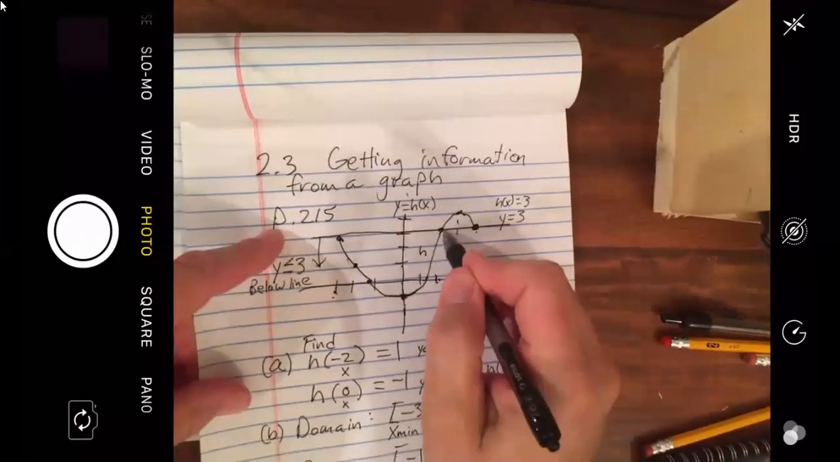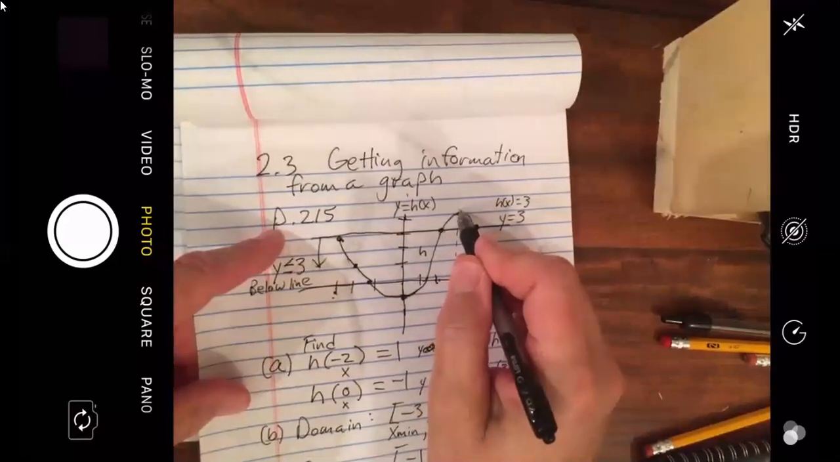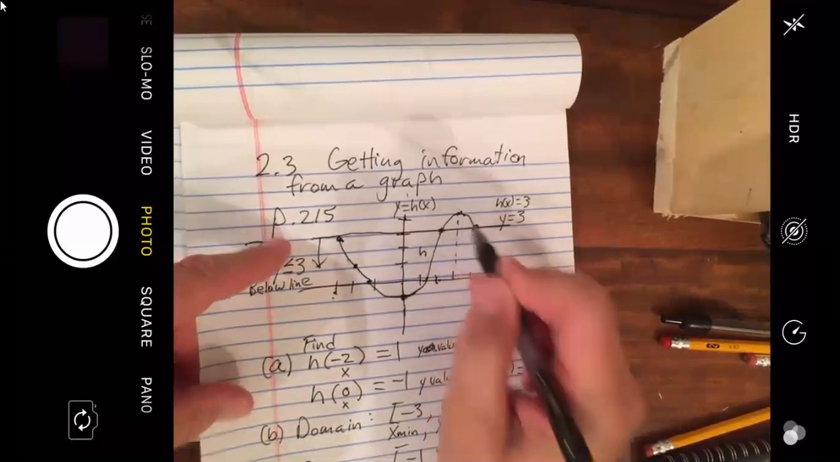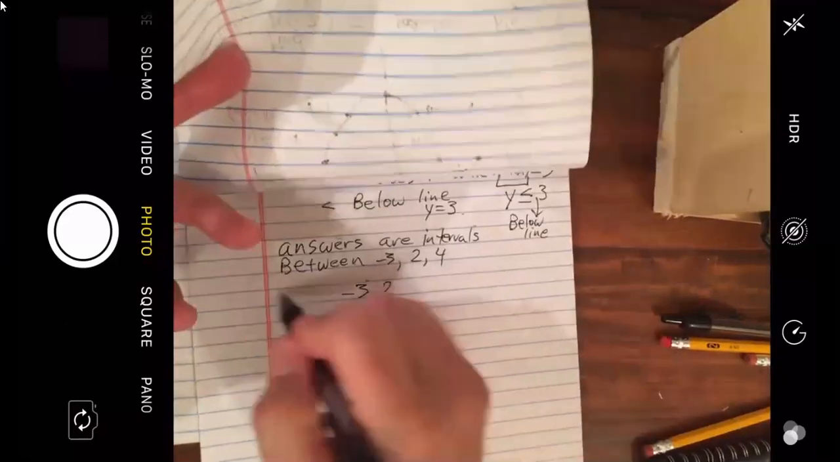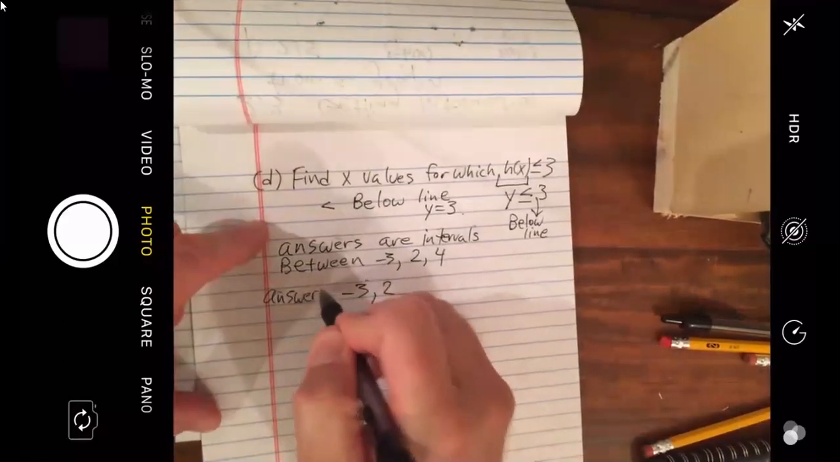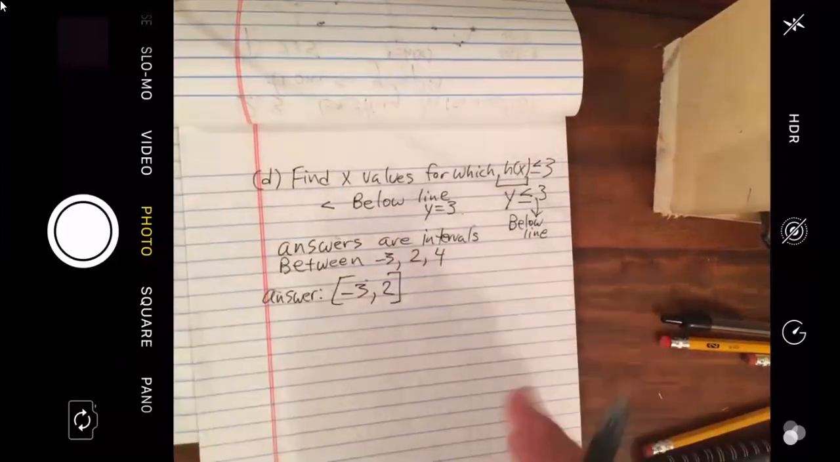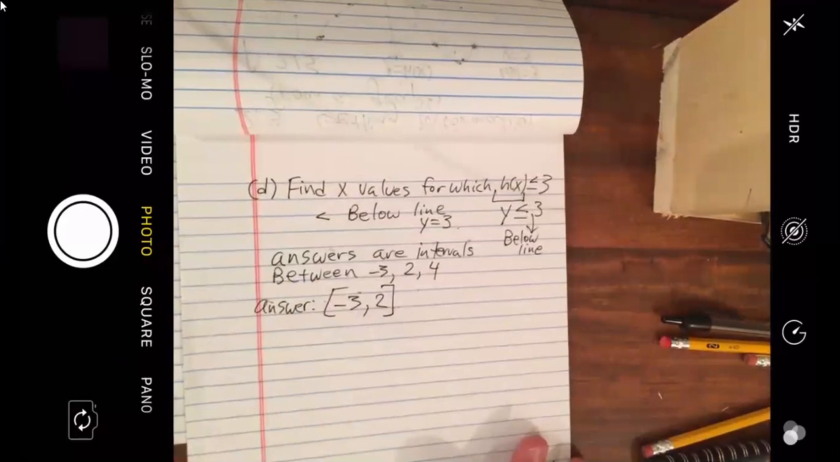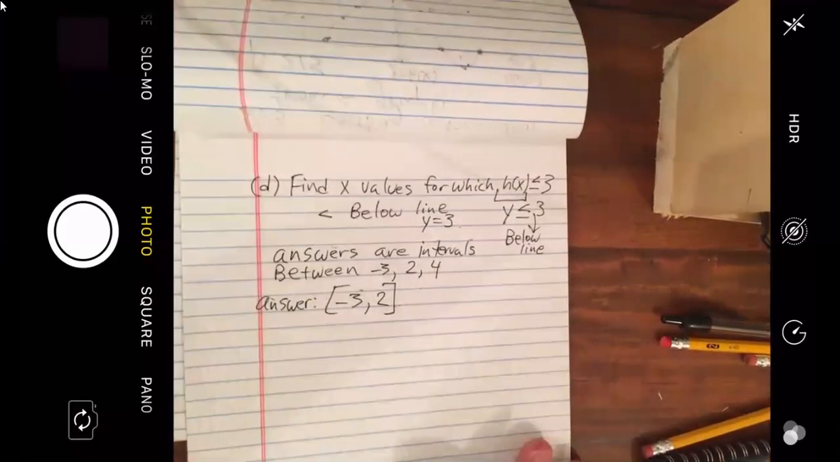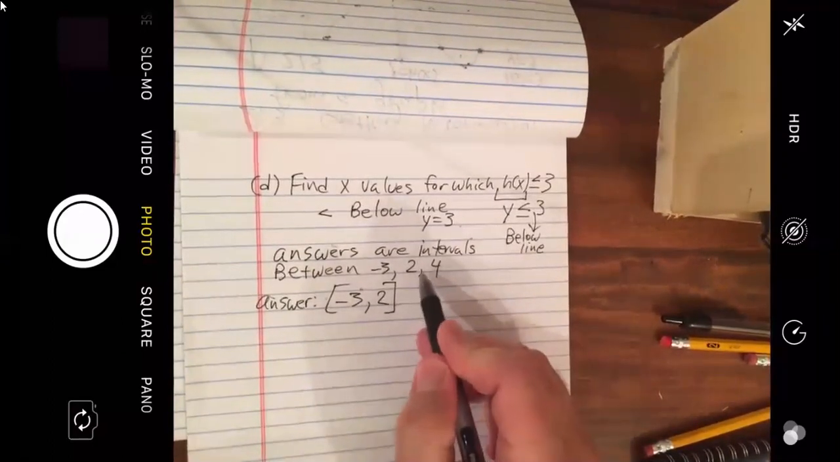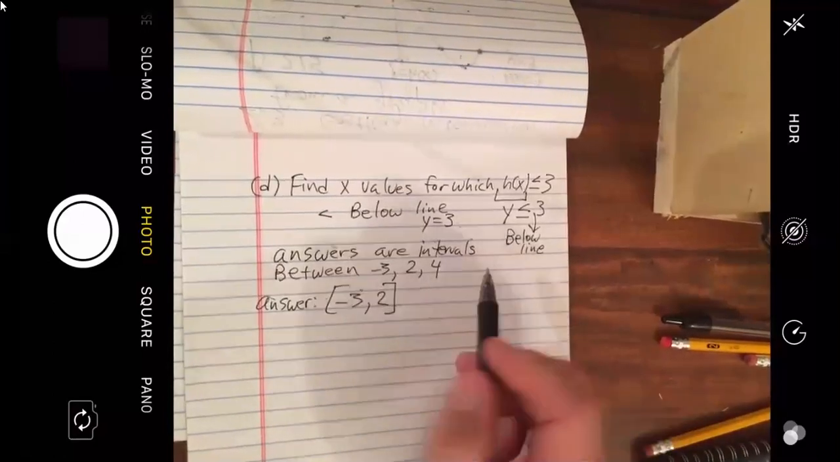But then after 2, you go above. So that's y greater than 3, so that won't be in this. So this is the answer: -3 to 2, again with brackets, because you're including them. Questions about that? Between 2 and 4, you're above 3. You're peaking above 3, so you don't have anything between 2 and 4.